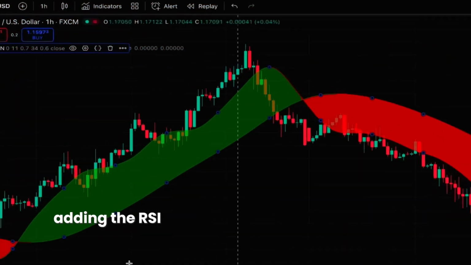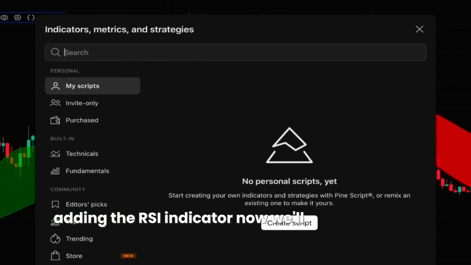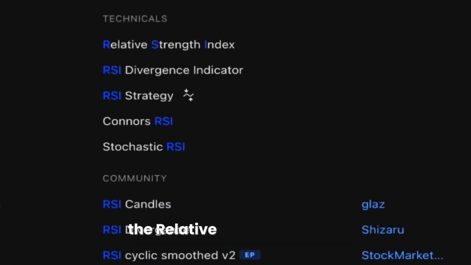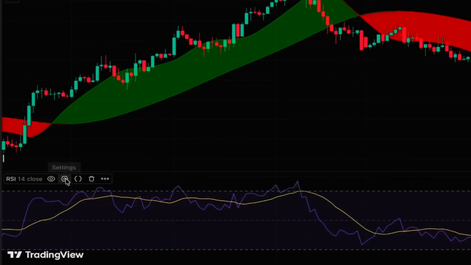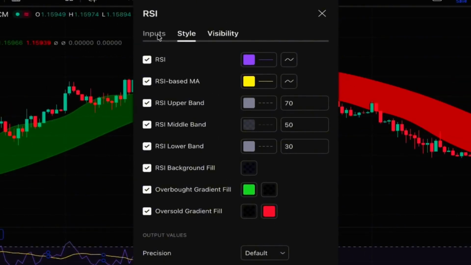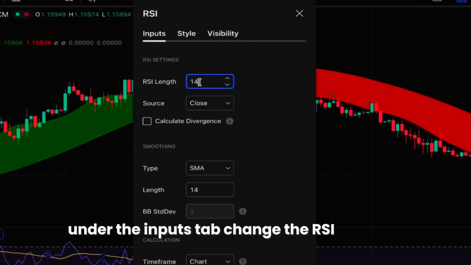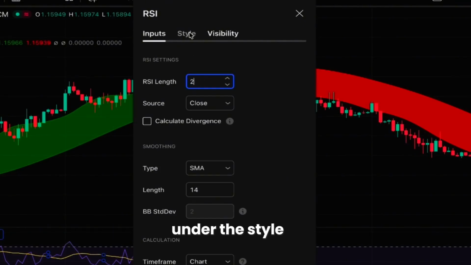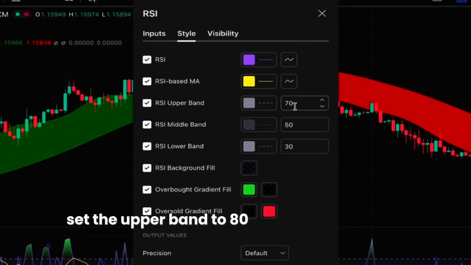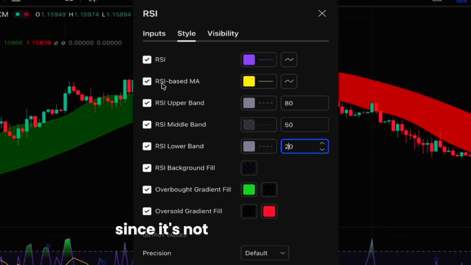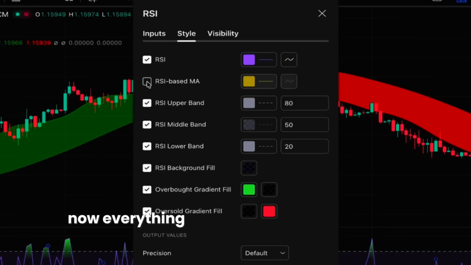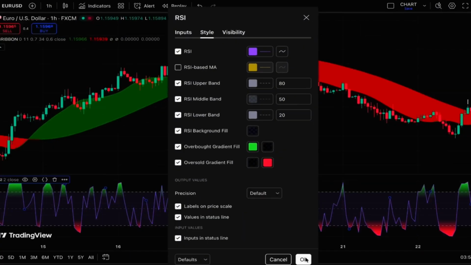Adding the RSI indicator. Now, we'll add another key indicator, the Relative Strength Index, RSI. Search for RSI in the indicators list and click to add it. Next, we'll modify its settings. Under the Inputs tab, change the RSI length to 2. Under the Style tab, set the upper band to 80 and the lower band to 20. Finally, disable or remove the RSI moving average line, since it's not needed for this setup. Now everything is properly configured on your chart.